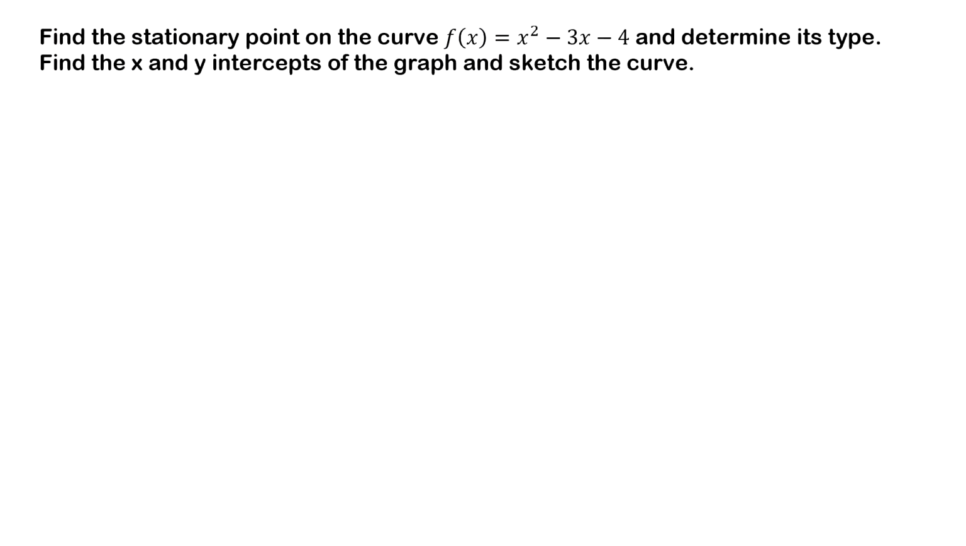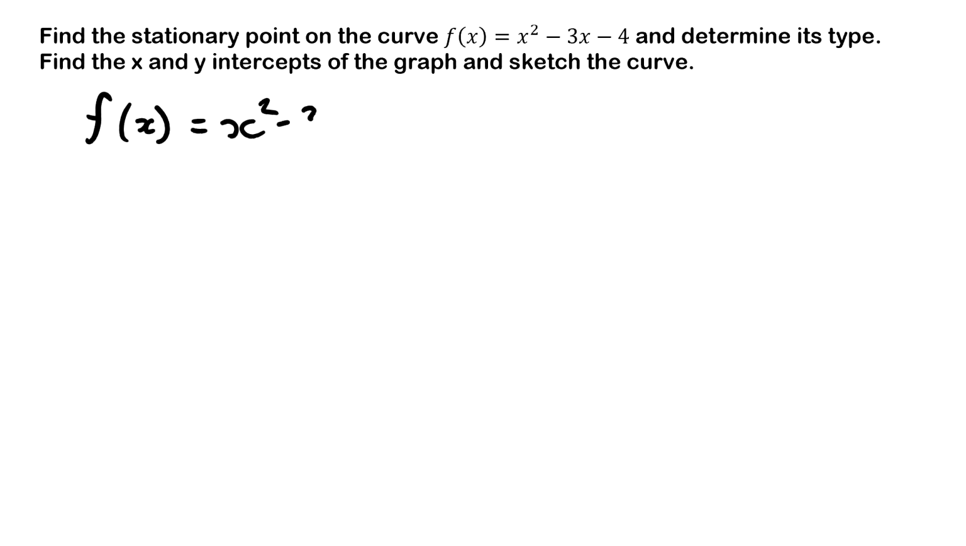So we're going to jump in and do a question. We have a curve here, x squared minus 3x minus 4. We need to find the stationary points and determine their type. Also, using the x and y intercepts, we want to graph the curve. The first thing to do, remember, is always write down the function again. Find the first derivative. And then we want to find our stationary points.